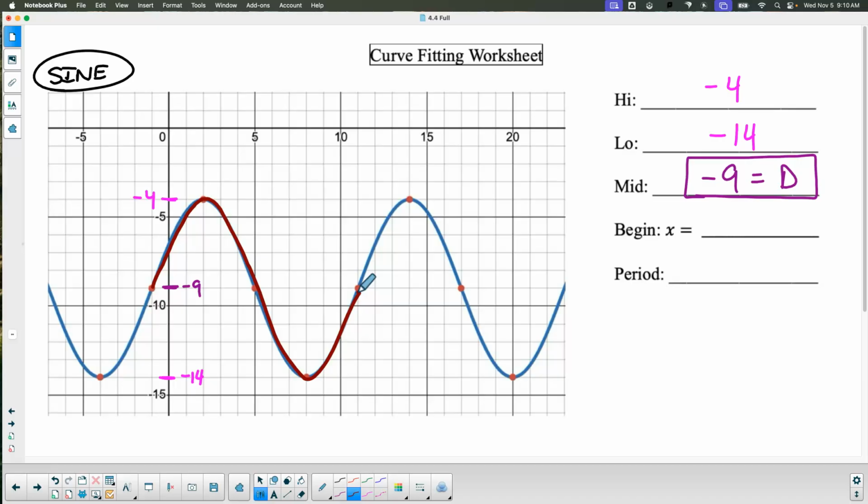Okay? If that is the case, what is my starting value? -1. So that's going to be my C value. If I start at the middle and I end back at the middle, what is my period?